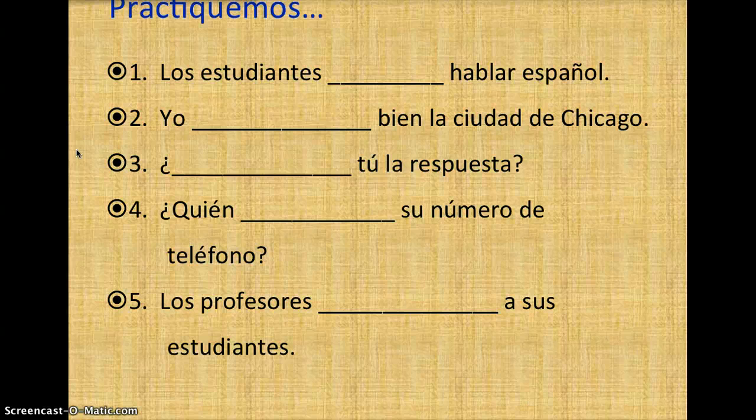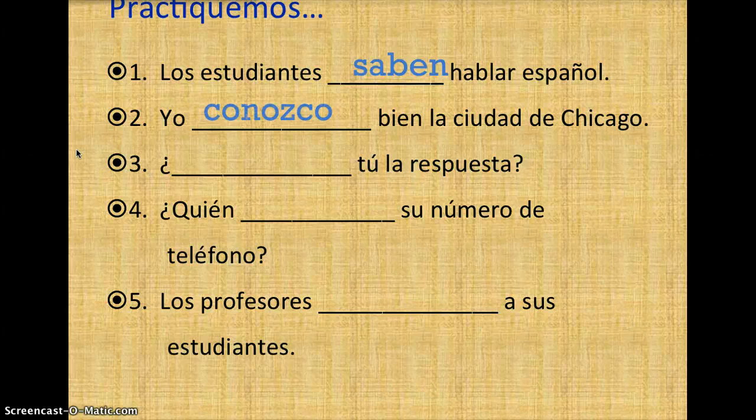Okay, número uno. Los estudiantes saben hablar español. Yo conozco bien la ciudad de Chicago. ¿Sabes tú la respuesta? Do you know the answer? ¿Quién sabe su número de teléfono?